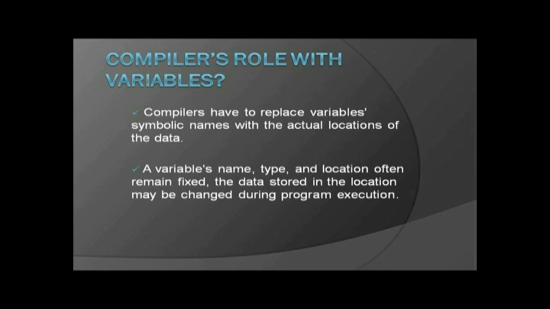Compilers have to replace variables' symbolic names with the actual locations of the data. A variable's name, type, and location often remain fixed. The data stored in the location may be changed during program execution.